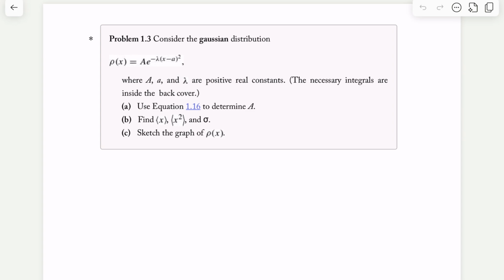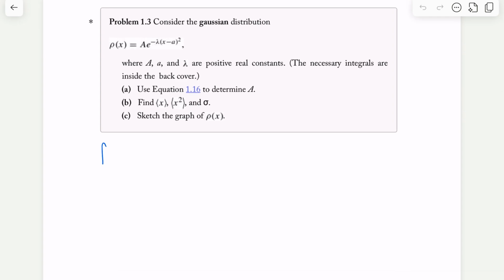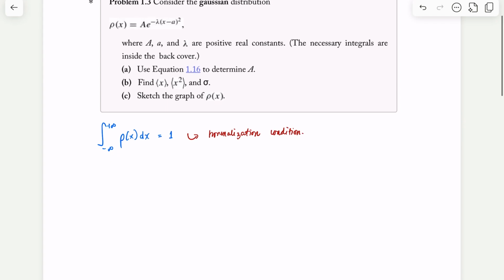So the equation is, you have to recall that the integral over all possible values from negative infinity to positive infinity of the distribution function rho of x multiplied by dx should be equal to 1. And if you can recall, this is your normalization condition. So we're going to use this one. If you can remember also, when we normalize, we look for the value of A. That's why the problem asks to determine the value of A.